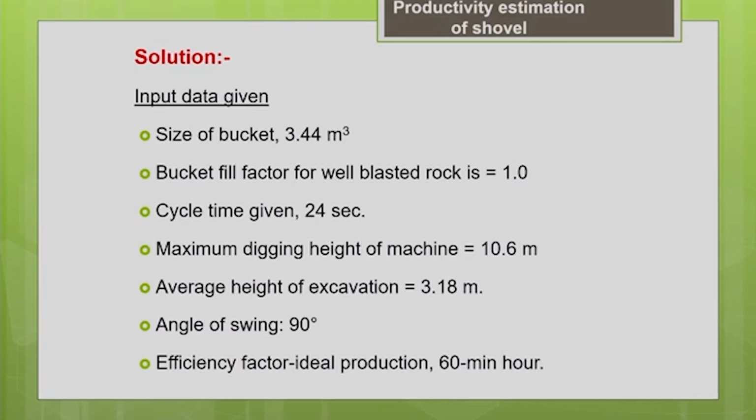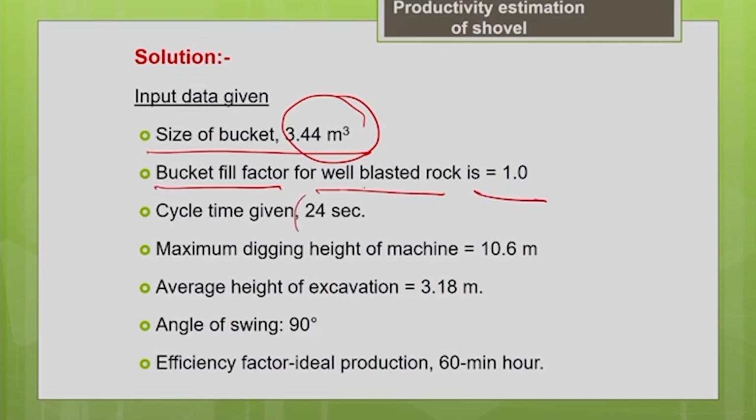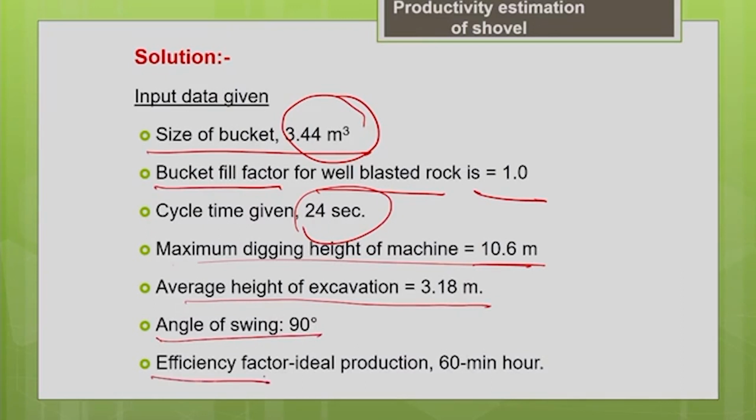So, in this slide I have just summarized the input data given in this problem. The size of bucket is 3.44 meter cube, that means it is the heaped bucket capacity given by the manufacturer. Bucket fill factor is given as 1 for the well blasted rock. Cycle time is given as 24 seconds. The maximum digging height for the machine is 10.6 meter and the average height of excavation is 3.18 meter, which is the average actual height of cut in the project site. Angle of swing is 90 degree. The efficiency factor, it is going to work for 60 minutes in an hour.